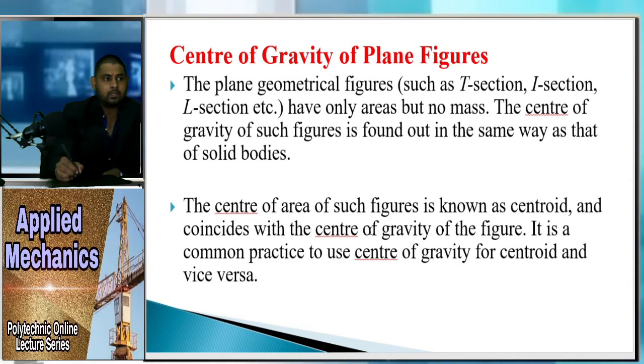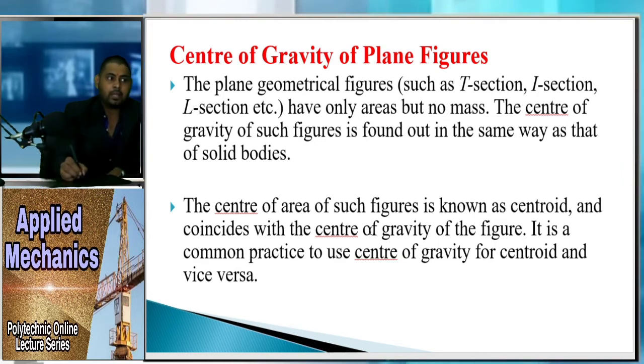Suppose we have been given a figure like this. One is a rectangle and another is a triangle over here. So here we have two areas. This is a1 and this is a2. So we have to find out a1 and a2 also. Here x1 we have to find out, y1 also, x2 also, and y2 also.